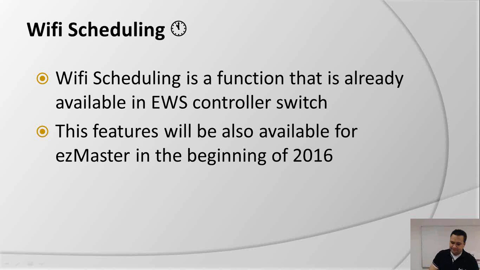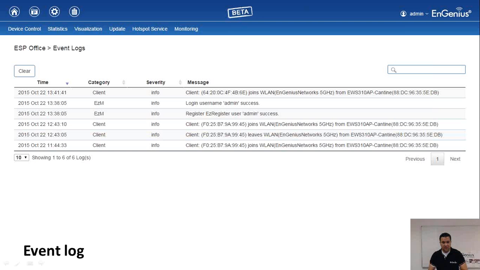Wi-Fi scheduling. Wi-Fi scheduling is a function that we already have in our EWS Controller Switch, and this is also going to be available in the next version of the ezMaster. Event log. Event log is another monitor function, and here you can find different events that are recorded by the system.